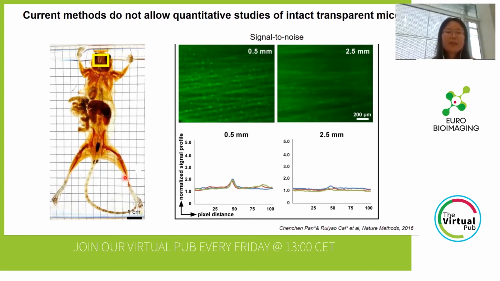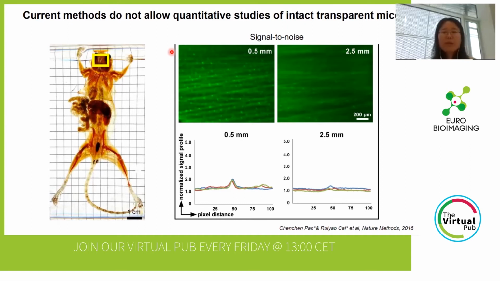When we image the inner signal across the whole body of this mouse, we can see that on the surface the signal is still okay, but when we go deeper inside of the organ, the signal becomes very poor and very dim. So this method will not allow us to do reliable quantitative studies across the whole intact body.